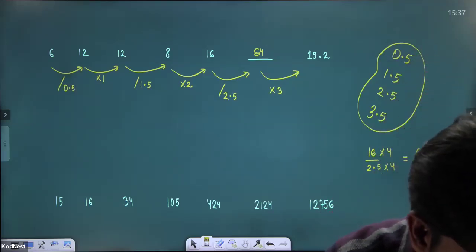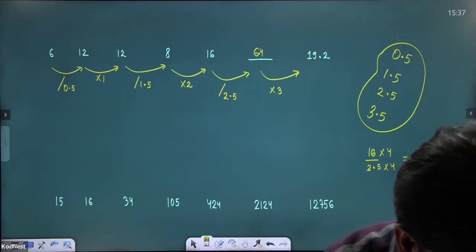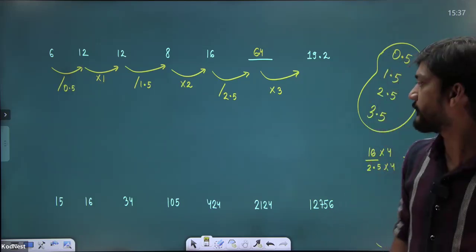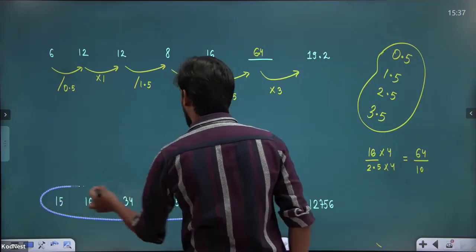All right, next one. Okay, 15, 16, 34, 105, 424, and this way.